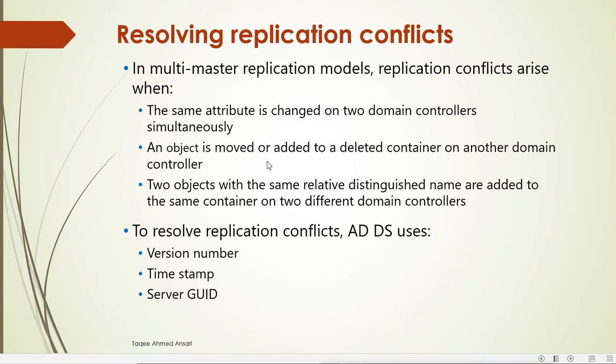Then an object is moved or added to a deleted container on another domain controller. That means it is available on every domain controller, but on one domain controller it is moved into the deleted container. That means it is deleted. The user is deleted from the other controller. Then two objects with the same relative distinguished name are added to the same container on two different domain controllers.